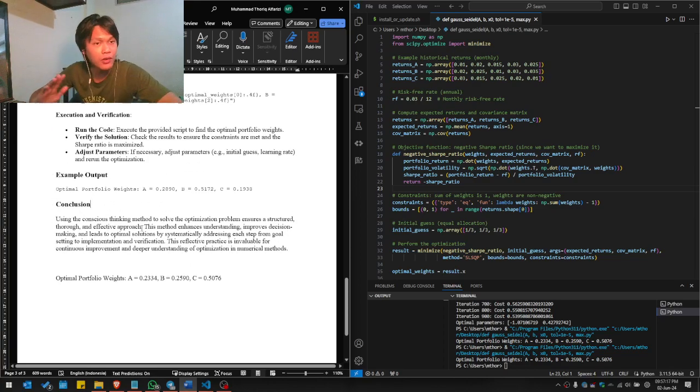And after that, we have our conclusions. So the conclusion is that using the conscious thinking method to solve the optimization problem ensures a structured, thorough, and effective approach. This method enhances understanding, improves decision making, and leads to optimal solutions by systematically addressing each step from goal setting to implementation and verification. This reflective practice is invaluable for continuous improvement and deeper understanding of optimization in numerical methods.